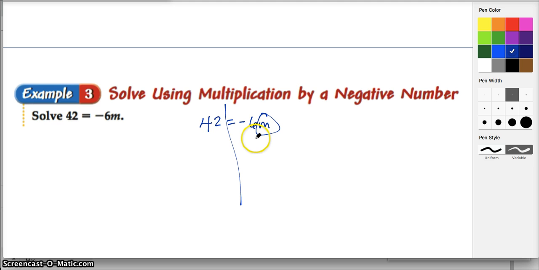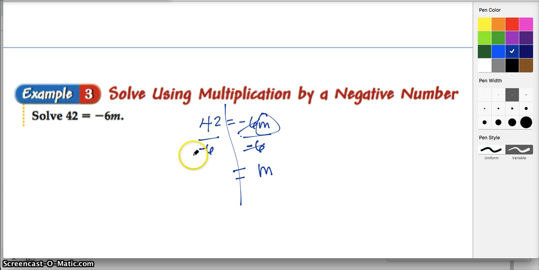What is the opposite of multiplication? Division. So I'm going to divide that -6 away. But what I do to one side, my friend, I've got to do to the other. And so now the -6 goes away. I'm happily left with M all by itself.